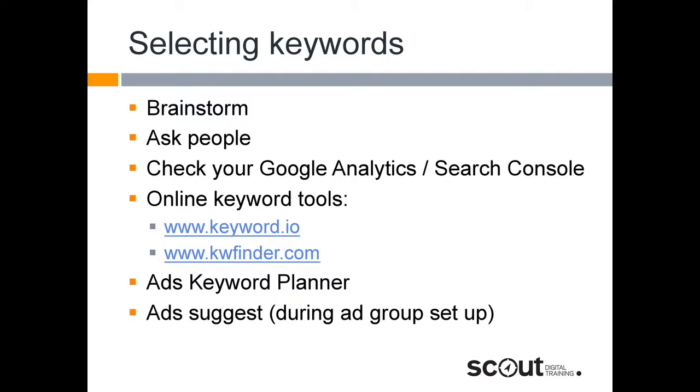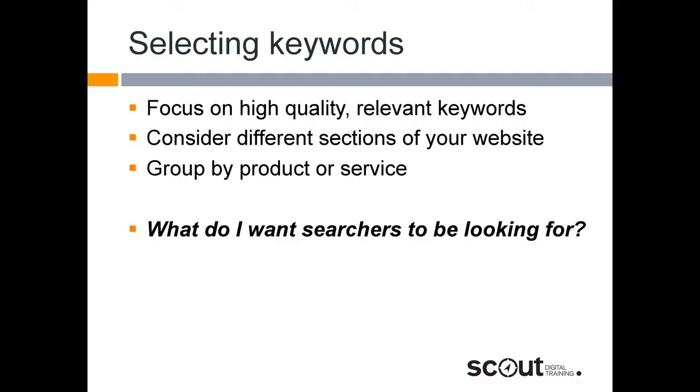So you can brainstorm, you can ask people what they would Google, you can check your Google Analytics or your Search Console, you can use online keyword research tools. Google Ads actually has a keyword planner, and there's also an ad suggest that you can use during your ad group setup as well to suggest different types of keywords.